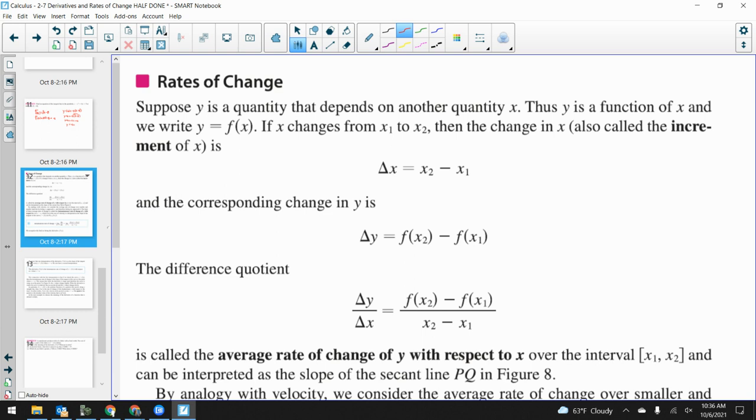Now let's talk about it in terms of rates of change. Suppose y is a quantity that depends on another quantity x. Thus, y is a function of x. We write y is equal to f of x, right? The difference quotient is really just the slope. If we take x to be a difference of x values, and y to be a difference of y values, then change in y over change in x, that's just slope, right?